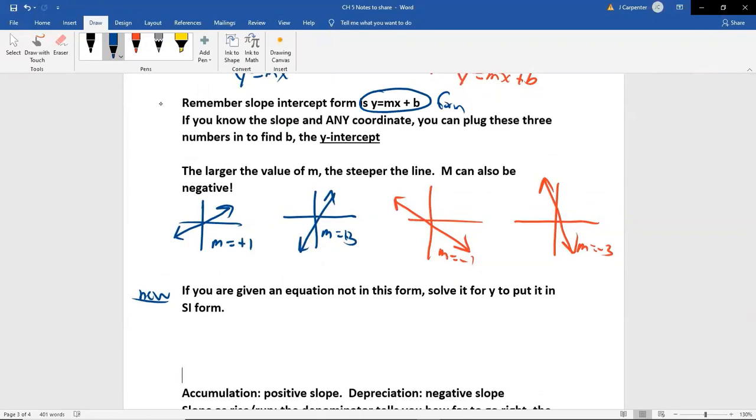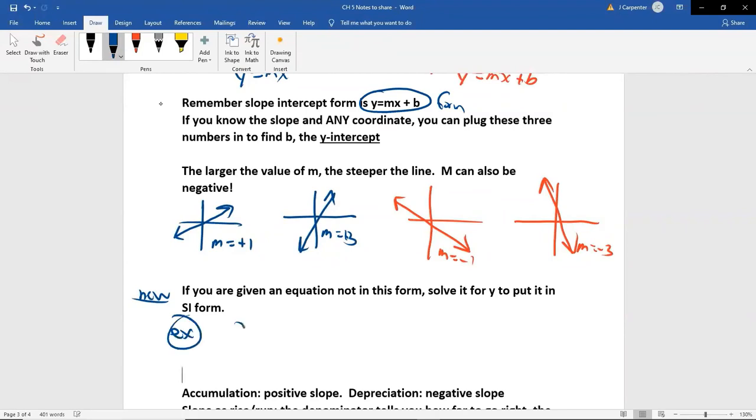Yes, you can graph lines that are not solved for y. Yes, if this was an algebra class, I would teach you how to do that. This is a quantitative reasoning course, though, so we like to keep things in common forms, and that way it's as simple as possible. So just solve it for y if you get one.